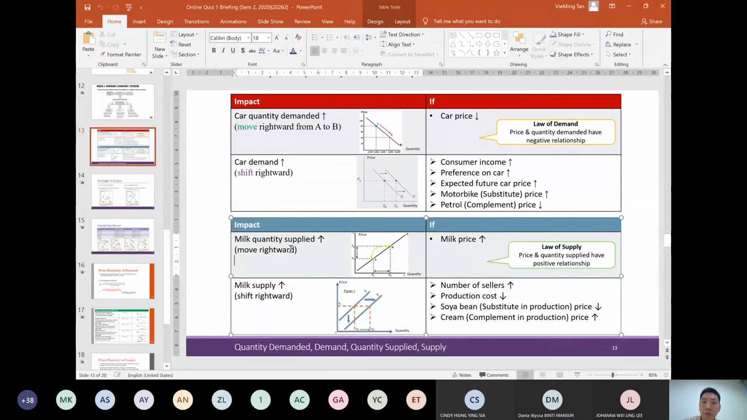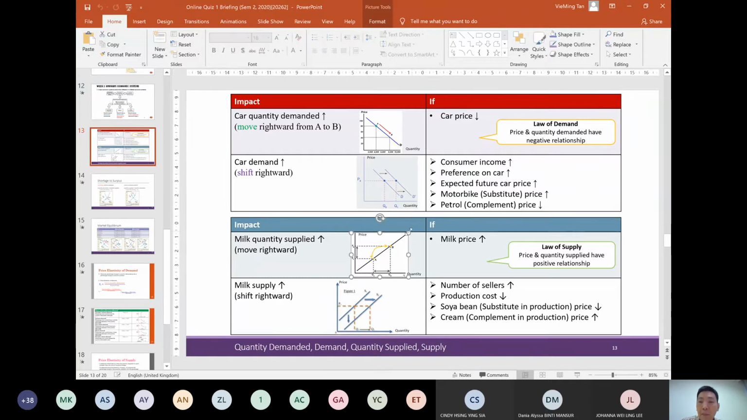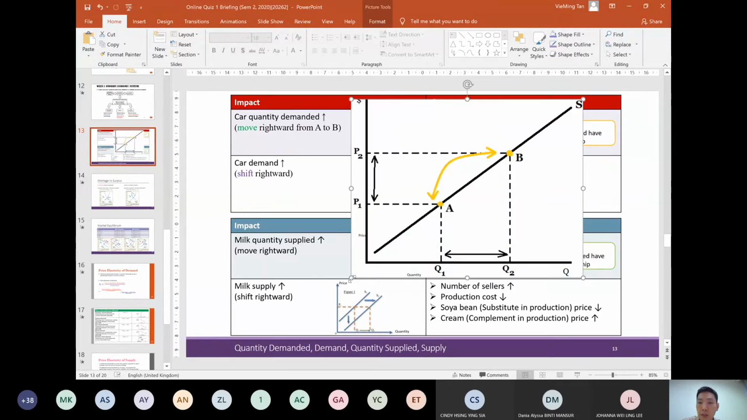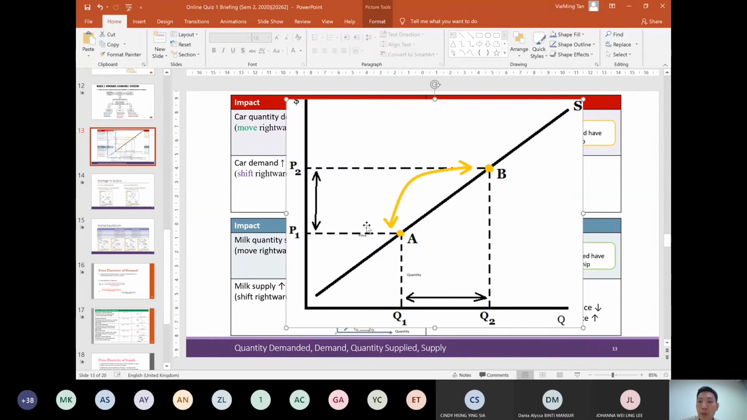Why? For instance, I use milk as an example. If the milk price increases, you may find that more suppliers will go into the industry and produce more milk. Why? Because it's more profitable now. When the price of milk increases from P1 to P2, the quantity supply of milk will increase from Q1 to Q2. Because it's more profitable for the firm to produce more milk and generate more income.